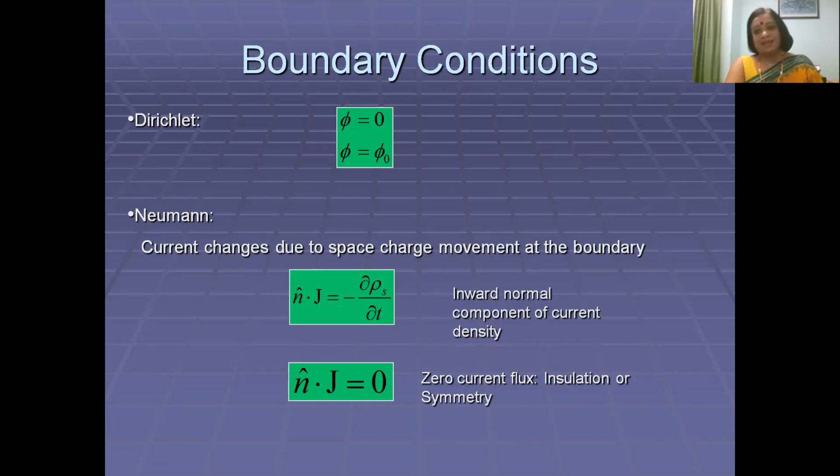So if I say that at a particular boundary, you have a symmetry boundary condition or you have an insulation boundary condition, what am I physically saying? Mathematically, it means that n dot j is equal to 0. What does it physically mean?